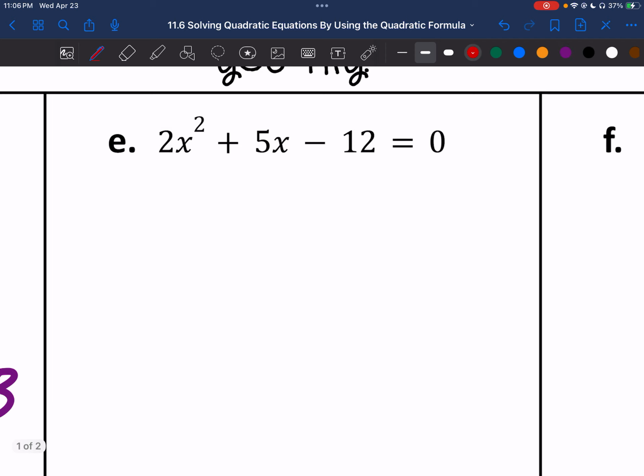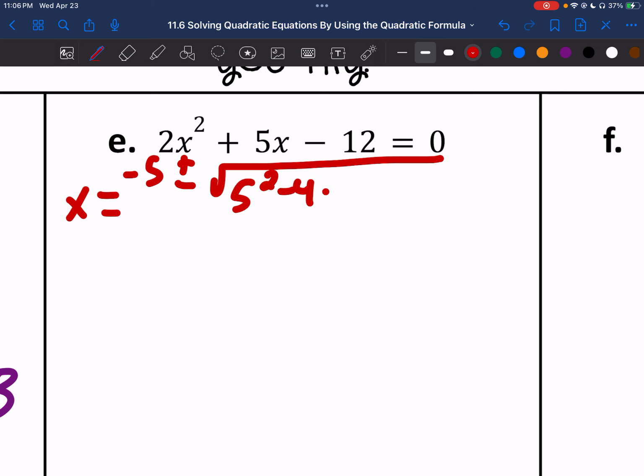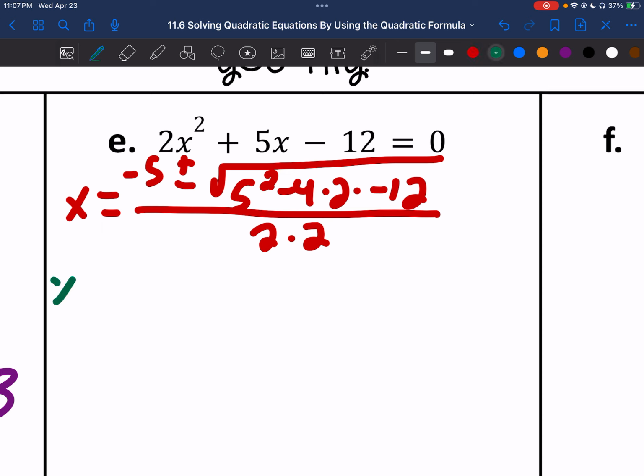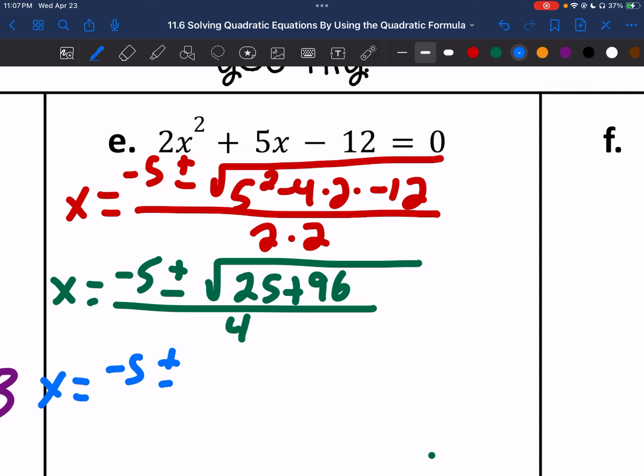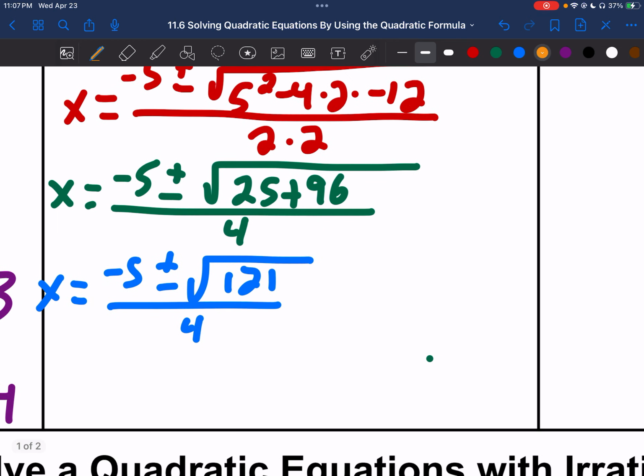Letter E. We have x is equal to negative 5 plus or minus the square root of 5 squared minus 4 times 2 times negative 12, over 2 times 2. So we've got negative 5 plus or minus the square root of 25 plus 96, all over 4. Simplify inside the radical. 25 plus 96 is 121 over 4. Square root of 121 is 11. And then we need to split it.